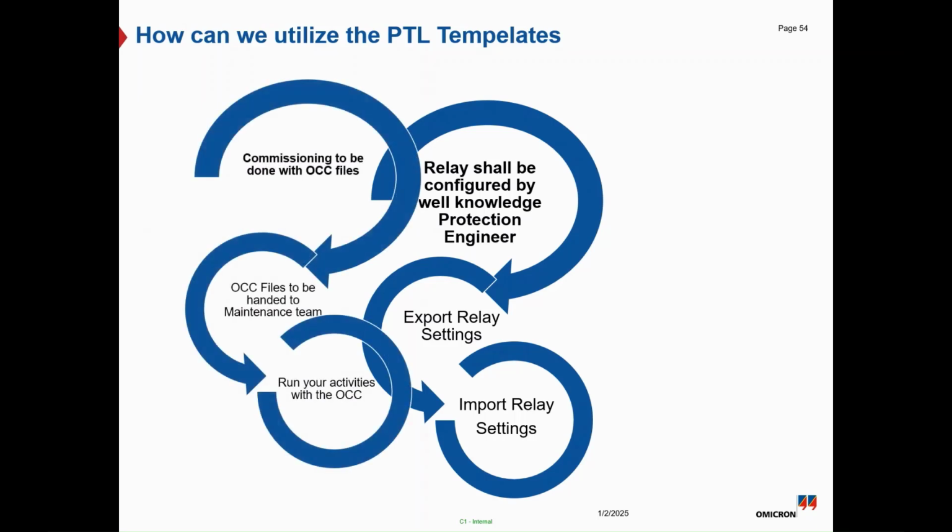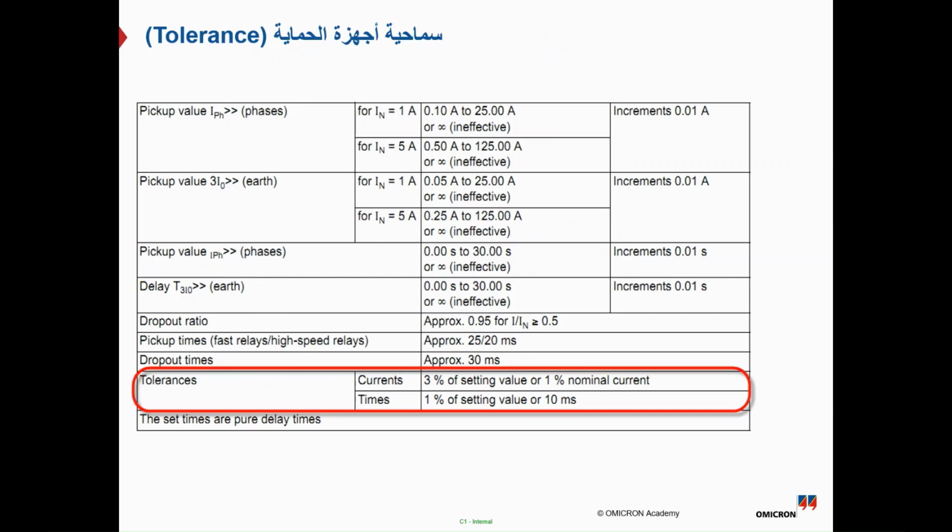Then you can customize your own test plan, and do the commissioning and testing using this OCC file. After that, you can hand it to the maintenance team, or distribute it to your testing and commissioning team to use the same file for the same protection relay type. It will be very easy and very fast, and it will save 80% of your time compared to the classical or manual method.